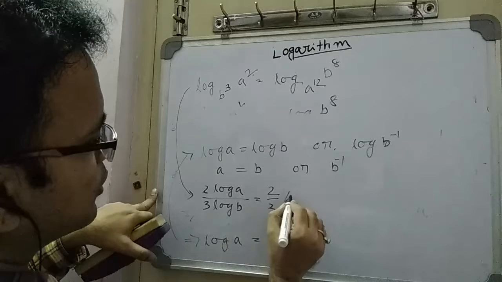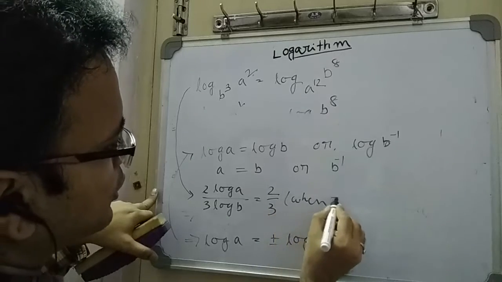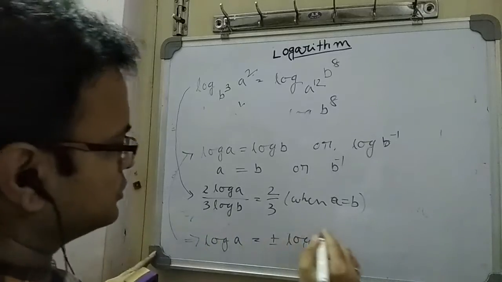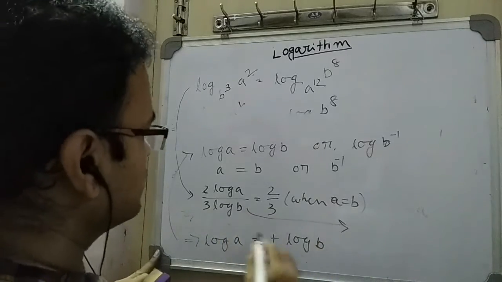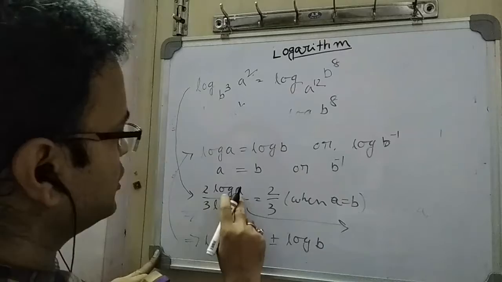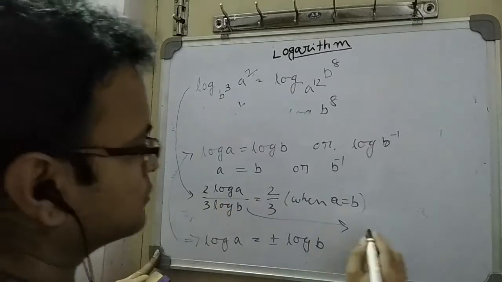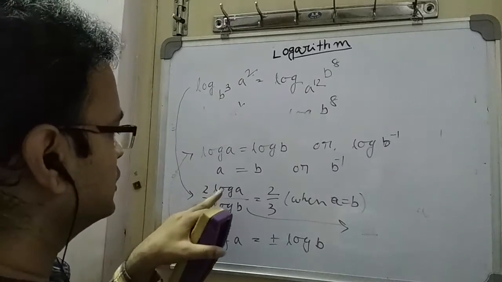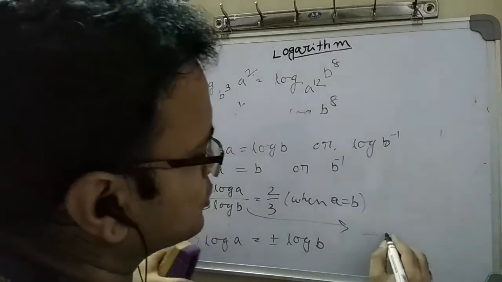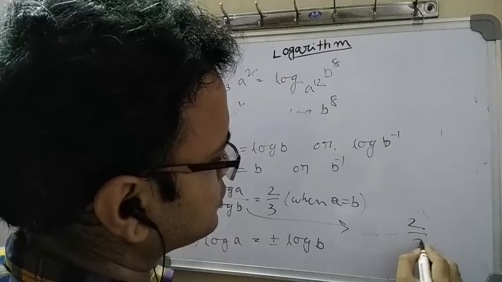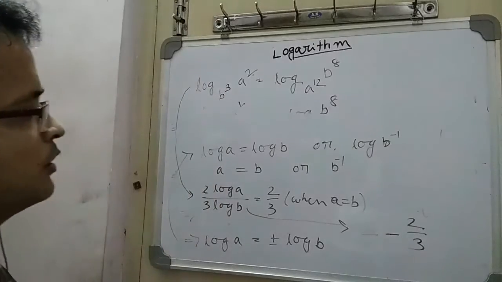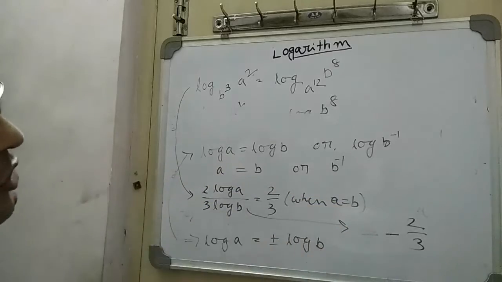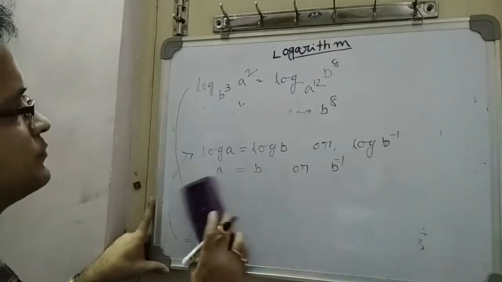It is when a equals b. But when you put a equal to minus b, so this is log b to the power minus 1. Minus 1 comes to the beginning, so it becomes minus 2 by 3, and log b by log b equal to 1. So the answer is minus 2 by 3. So the result is each side becomes either 2 by 3 or minus 2 by 3, so plus minus 2 by 3.